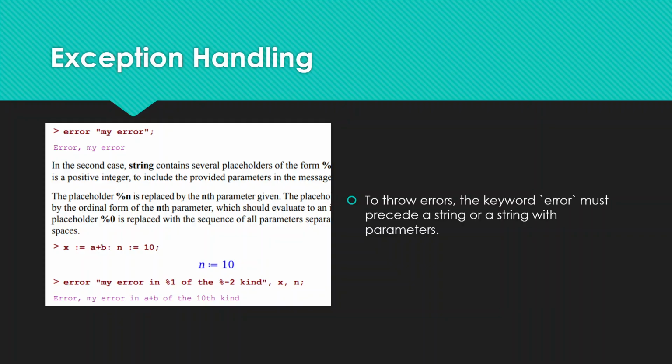There are two ways to throw errors. Either you throw a simple string or throw a parameterized string with placeholders for the actual things to display. This is somewhat similar to C's printf's expected arguments.